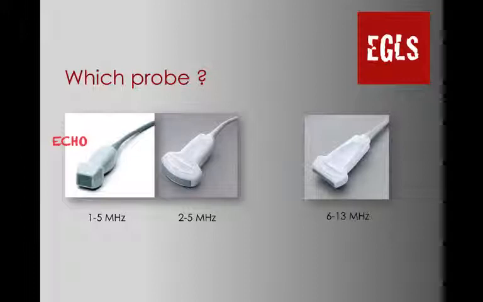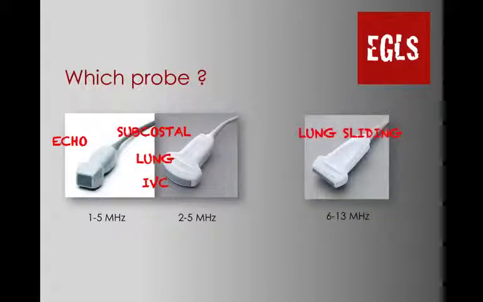So for all our indications, all of them can be done with low frequency probes, whether it be echo, subcostal view, lung, IVC, even lung sliding. But lung sliding will be better seen with the high frequency probe.